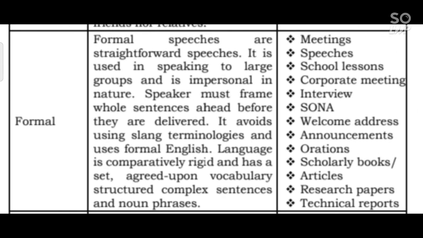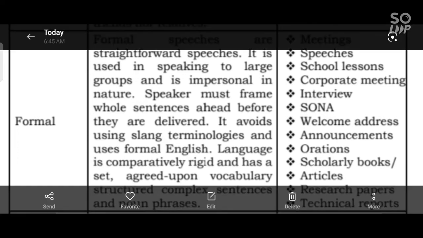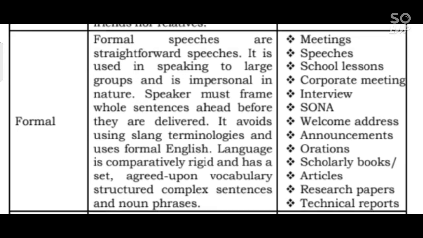Next, number 3 is yung formal. Formal speeches are straightforward speeches. It is used in speaking to large groups and is impersonal in nature. Speaker must frame whole sentences ahead before they are delivered. It avoids using slang terminologies and uses formal English. Language is comparatively rigid and has set agreed upon vocabulary, structured, complex sentences, and noun phrases.